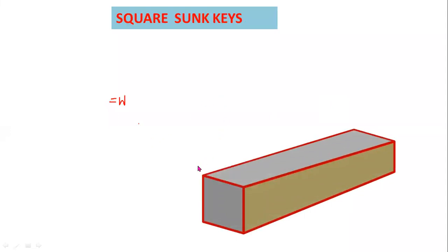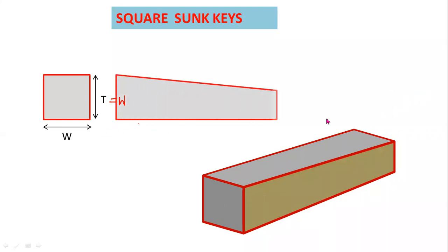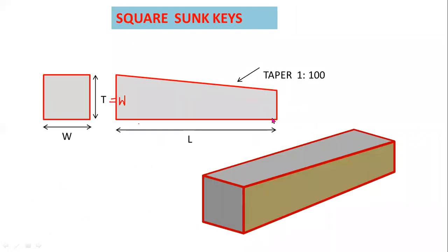Now this is a square sunk key. Here the cross section is square. In this square sunk key, the width of the key is equal to the thickness of the key. In a square sunk key also, you have to provide a taper of 1:100 for the top surface only.